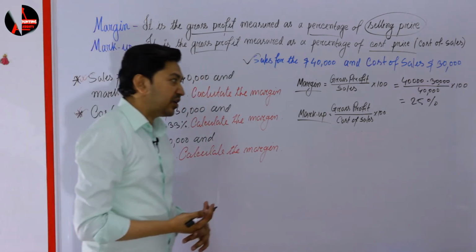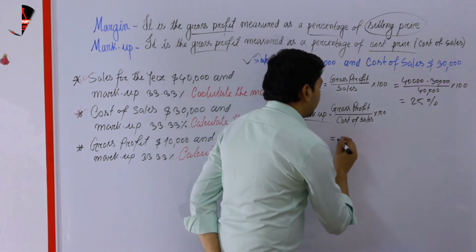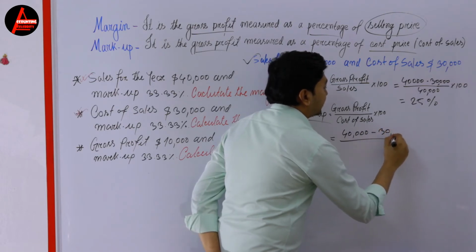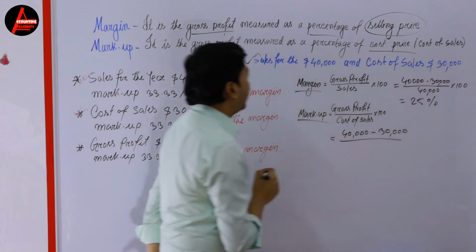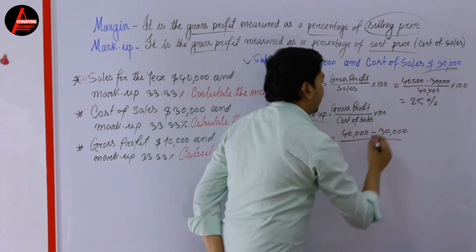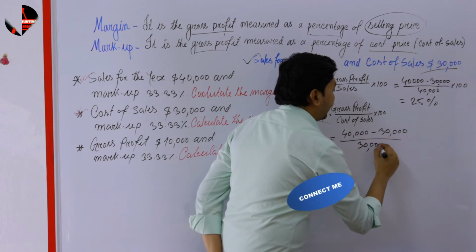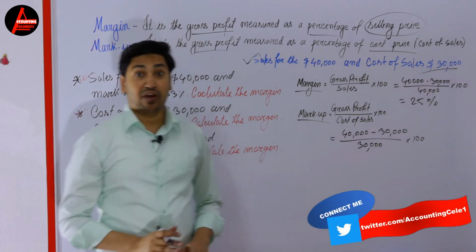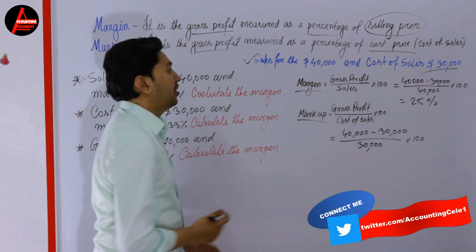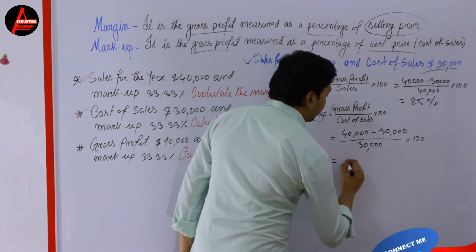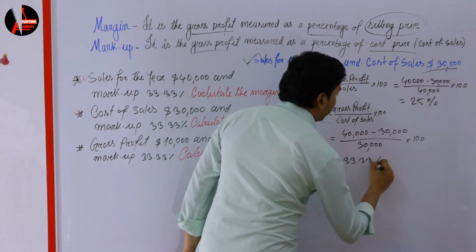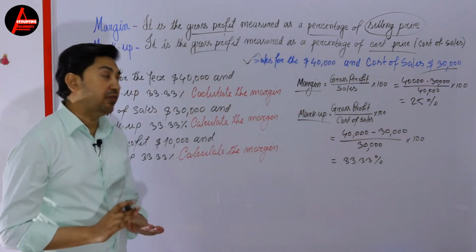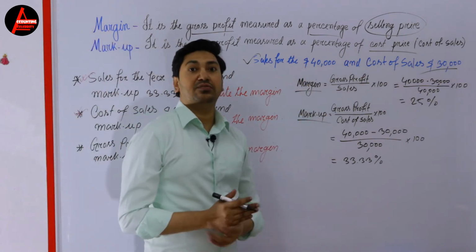Okay, how to calculate markup? Same way, gross profit equals what? Sales minus cost of sales, that's your gross profit, divided by cost of sales. What is it? $30,000. So never write sales here. Okay, sometimes students make a mistake. Instead of cost of sales they write sales, which is not correct. Okay, now if you calculate, your answer will be 33.33%. Okay, very easy to calculate margin and markup if you have sales and cost of sales in the question.